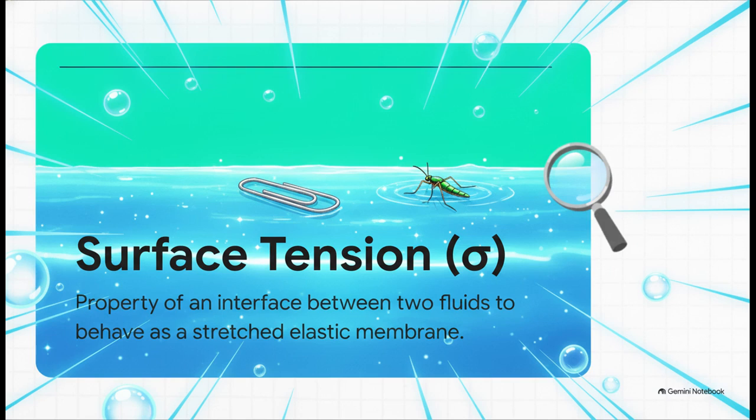The secret here is surface tension. We denote this with the Greek letter sigma. You can think of the interface between two fluids, like water and air, as being in this constant state of tension. It behaves exactly as if it were a stretched, elastic rubber membrane that is constantly trying to contract. This microscopic skin is remarkably strong. It's completely capable of supporting small weights, like our metal paperclip.